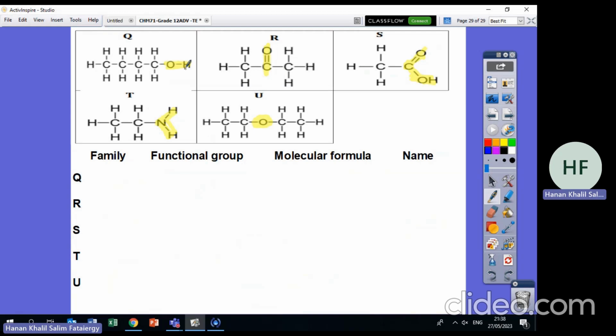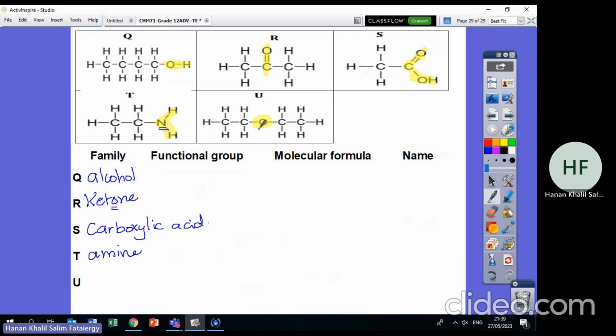Okay يلا نبدأ بالأولى اللي فيها OH we said it is called alcohol. اوكي اللي فيها C double bond O it is called ketone. تذكروا قلت لكم حطوا خطين تحت ال O double bond O بالنص. اوكي S 2 oxygens so this is carboxylic acid. اللي فيها نيتروجين we call it amine. okay. اللي فيها أكسجين بالنص we call it ether.